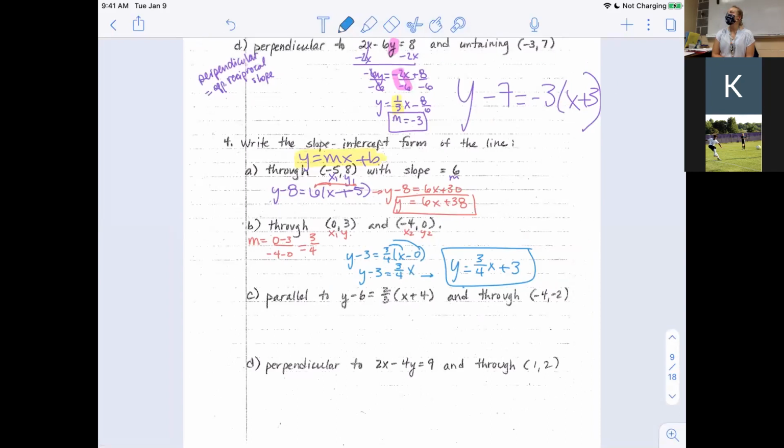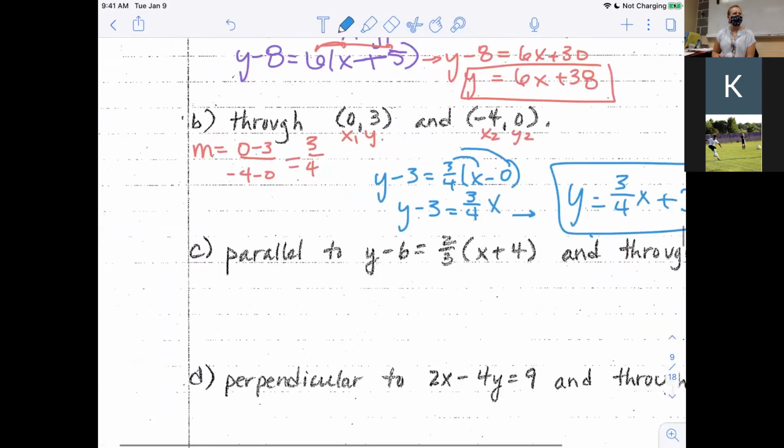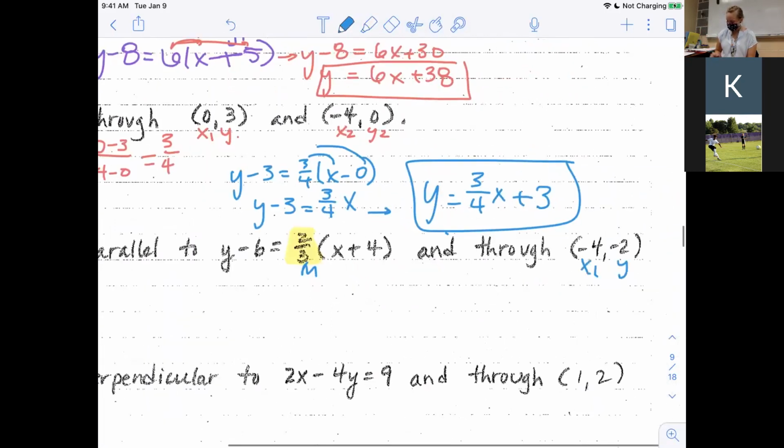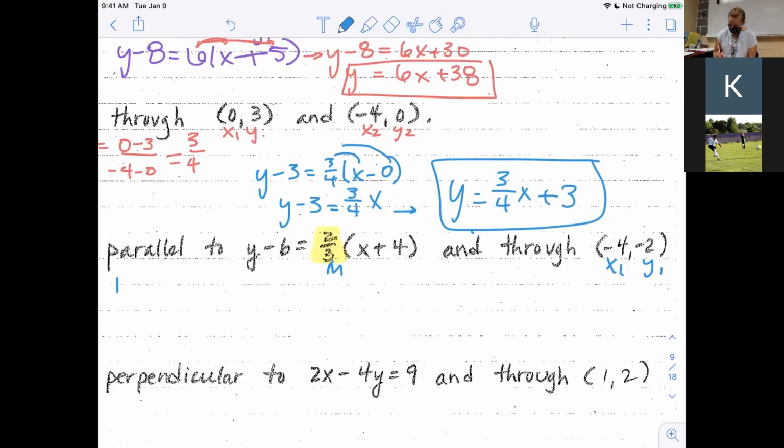Now I've got parallel to and through and perpendicular to and through. So again, do I need to solve this parallel to out? Why not, Becca? Yeah, and what is the slope? 2/3. That slope is not going to change if I multiply or not. I'm just going to keep it there. That is way less work for me. Awesome. M, x1, y1. So I've got y minus negative 2 or y plus 2 equals 2/3 x minus a negative or plus 4.